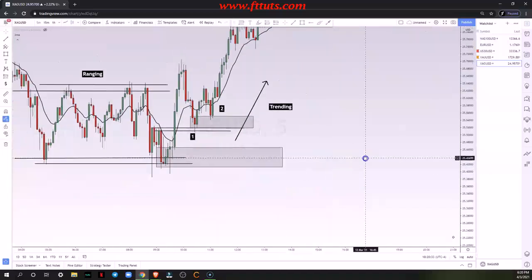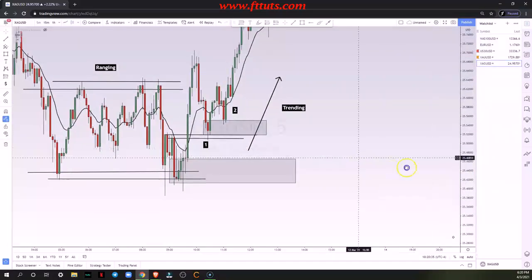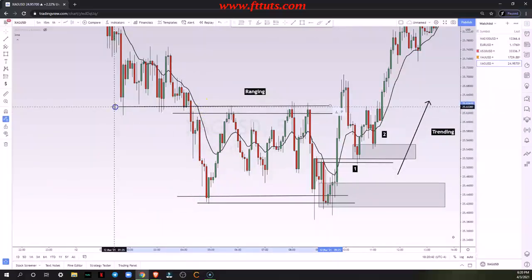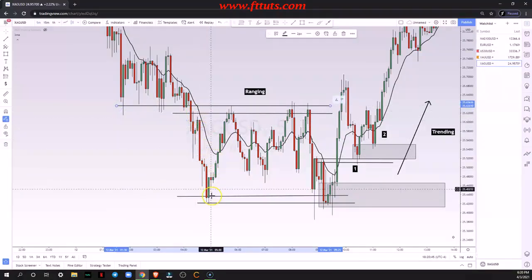All right, so we have a lot going on here. So let's start with the ranging market first. So this is a key level right here. It's a key level. So the market pushes down, pushes back up. I'm marking up that low. It pushes up here, pushes up here. I'm getting in for this sell because this is just a regular support and break and retest type of entry.